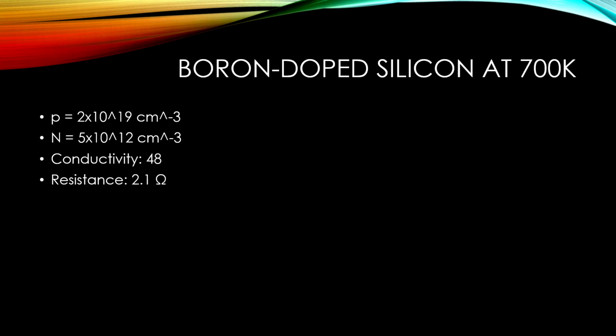Now let's examine it at 700 Kelvin. Our p-value stays pretty much the same, but our n value is now 5 times 10 to the 12th per centimeter cubed. Our conductivity is lowered to 48, and our resistance has increased to 2.1 ohms.